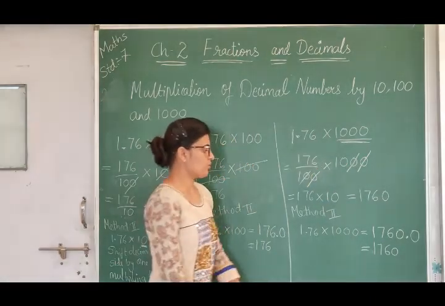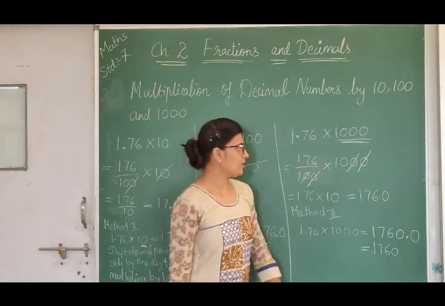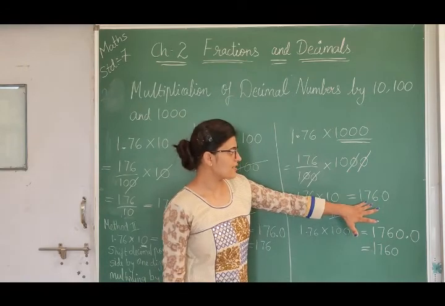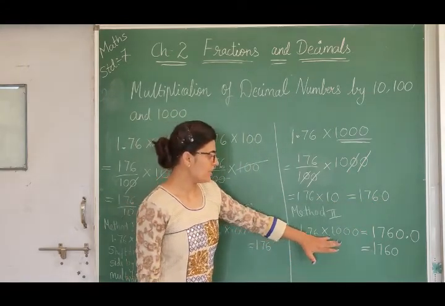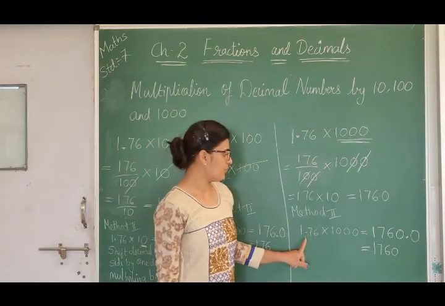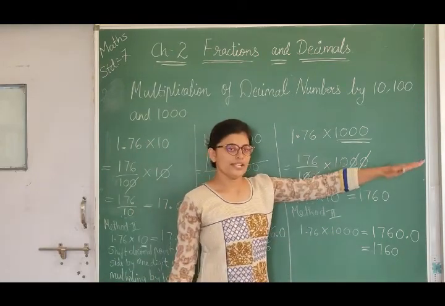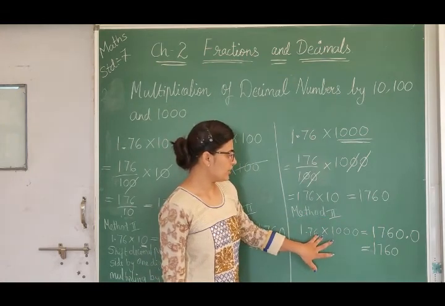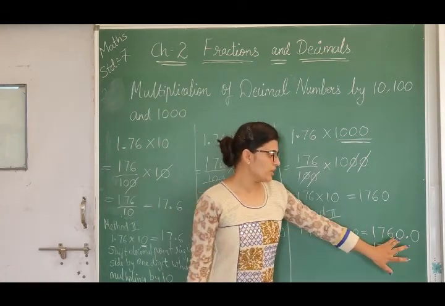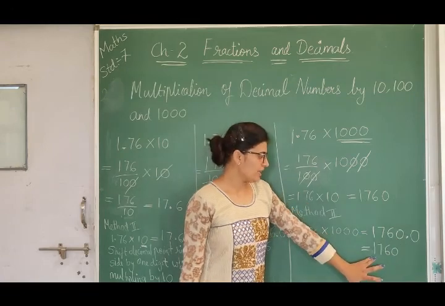1760. So you can see by the second method also we are getting the same answer as we got by the first method. So 1.76 multiplied by 1000, we have to shift the point 3 digits to the right hand side. So this point will be shifted 1, 2 and the third digit we don't have, so we will put 0 over here. So the final answer will be 1760.